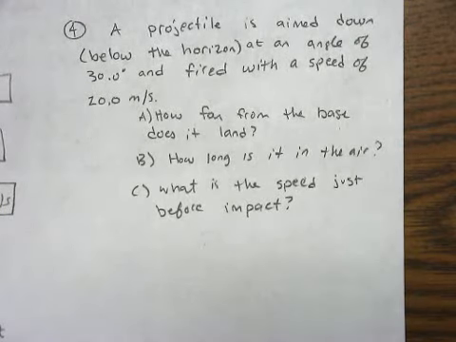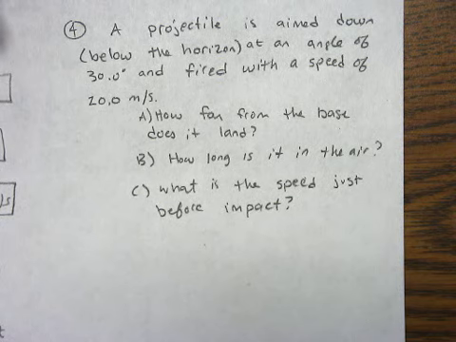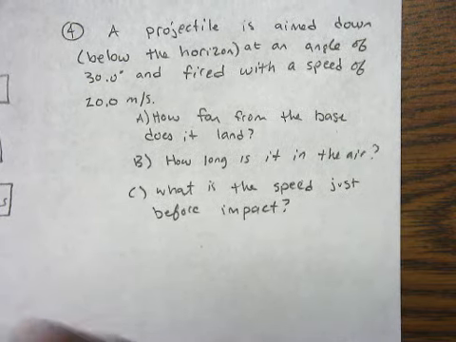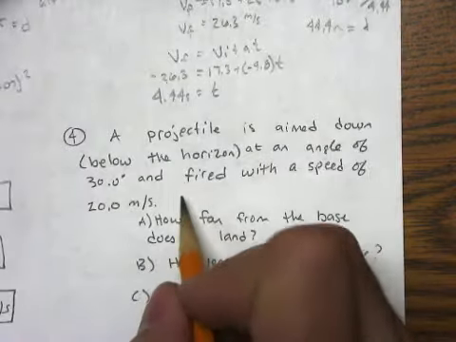Number 4 says a projectile is aimed down below the horizon at an angle of 30 degrees and it's fired with a speed of 20 meters per second. I forgot to say how tall the cliff was. Just assume the cliff is the same as the one right above it, 20 meters tall.